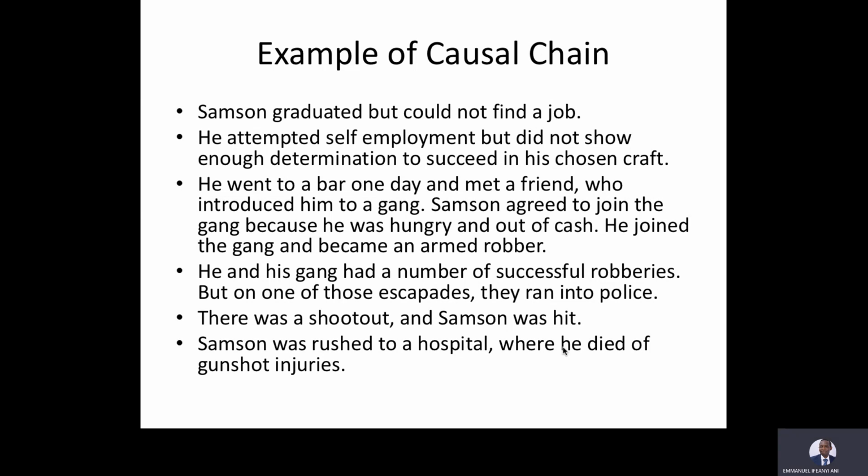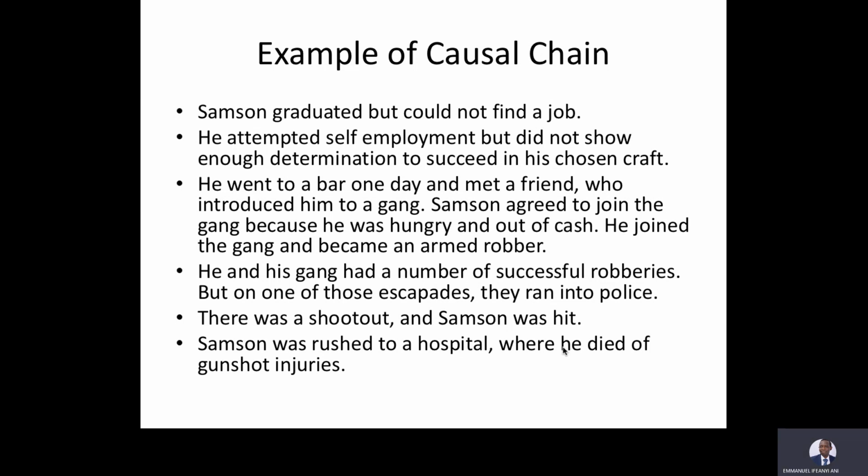So you can see an example of a causal chain. Everything about Samson's death started from his graduation and inability to find a job. And so one thing led to another and another and another until Samson died. That's what we call a causal chain.